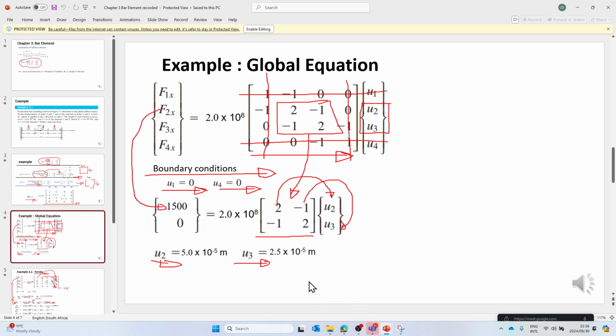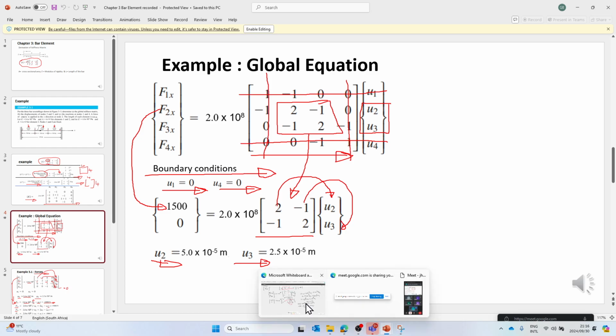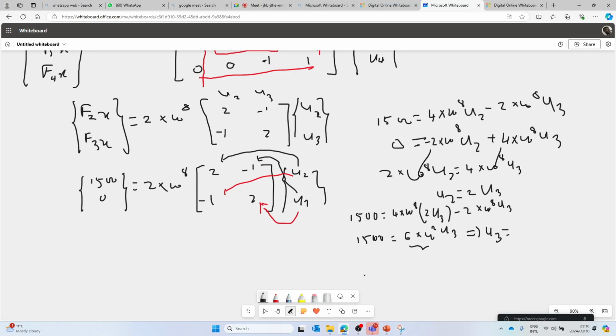What are we getting for u2? Here we got 5 times 10 to the minus 5. What are you guys having? When you calculate u3, what do you guys have? Me, I think I'm having 0.25. Guys, yes. Oh, no, not 0.25, it's 1.5. That one is 6. 0.00025.